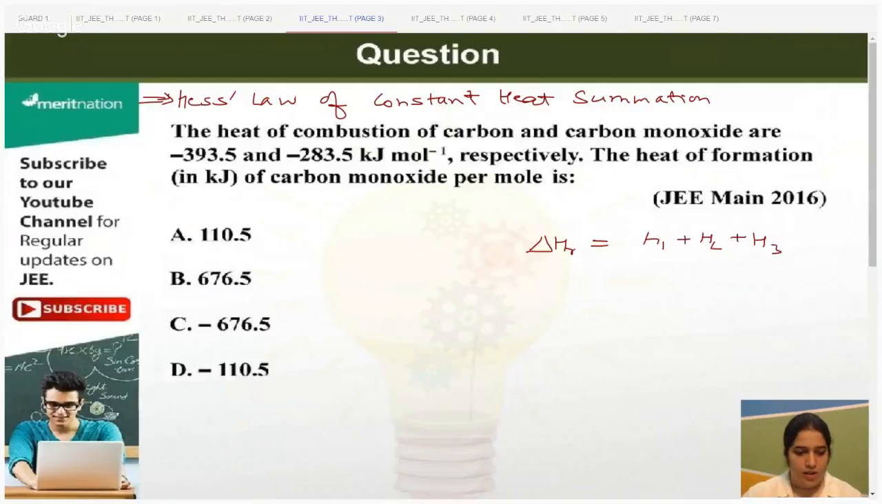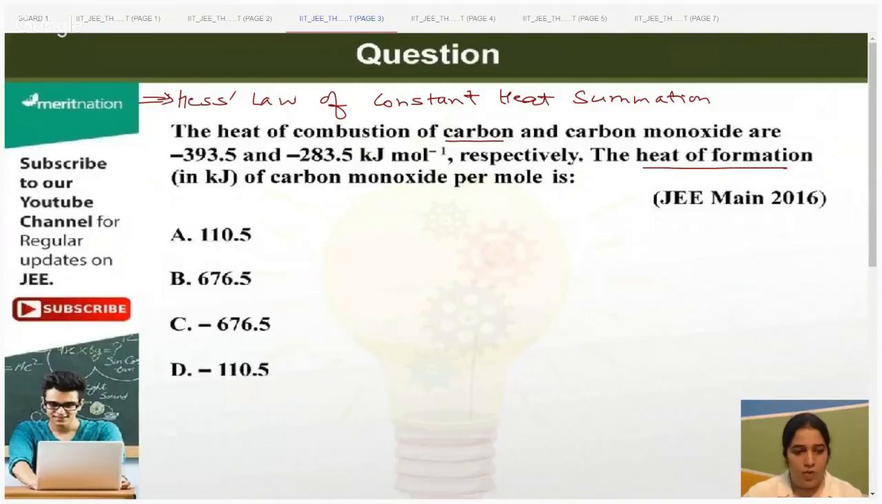Now once again, let's look at this question. It says the heat of combustion of carbon. There are two terms that we will understand here. The heat of combustion of carbon and carbon monoxide are given to us. The heat of formation in kilojoules of carbon monoxide per mole is which of the following? Which kind of enthalpy? Here we are talking about the enthalpy of combustion.